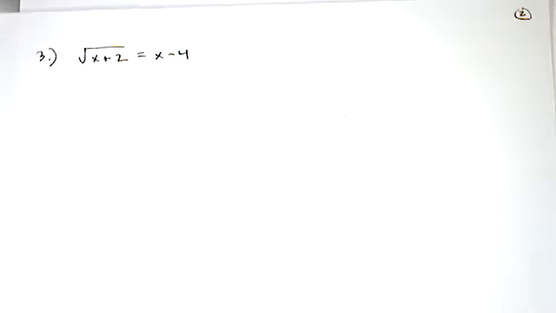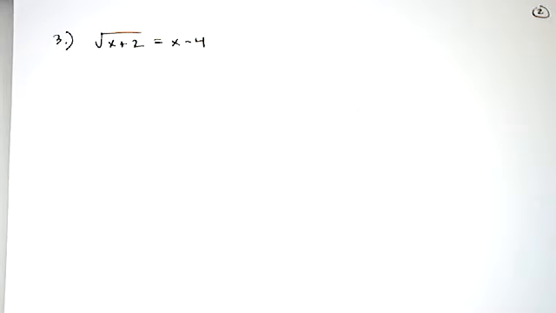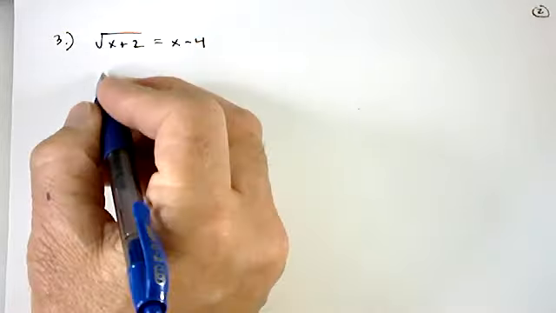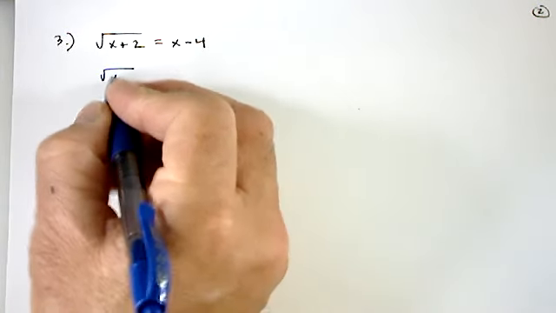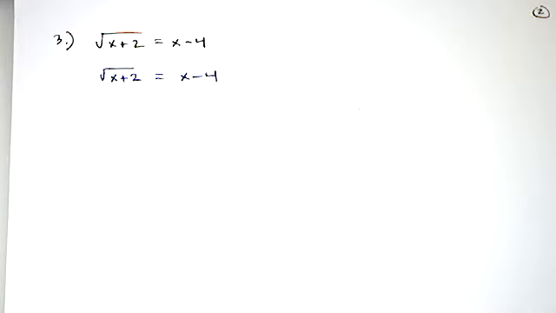Okay, another type of problem that you get a lot of questions on is something with a square root in it. So I have the square root of x plus 2 equals x minus 4. And of course, the way to get rid of the square root is you're going to have to square both sides.